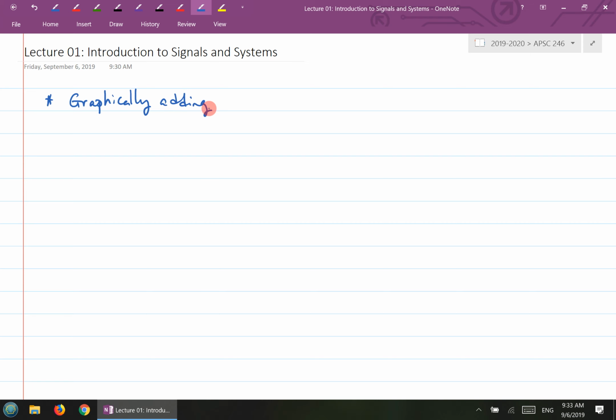is how to graphically add, subtract, and multiply two functions. So the keyword is graphically. This is especially useful when we learn, very shortly, maybe a couple of weeks from now, about convolution operations. So I'll give you an example here.